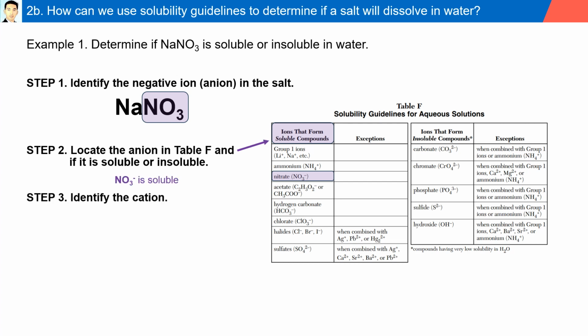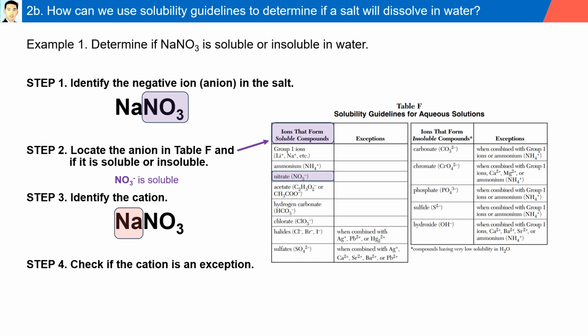There are no exceptions. Step 3, we identify the cation. This is sodium, Na. Next, we check if the cation is an exception. There are no exceptions. Therefore, NaNO3 is soluble in water.